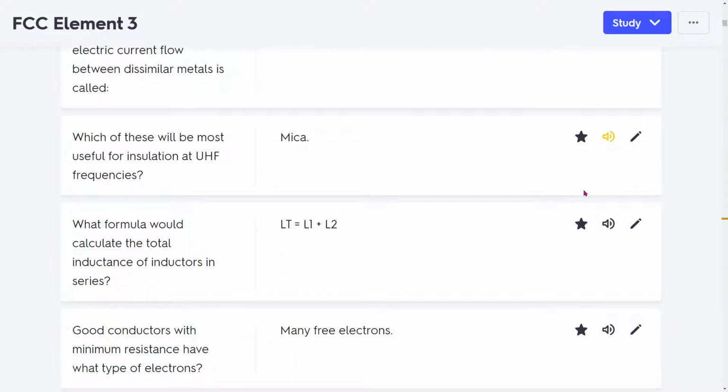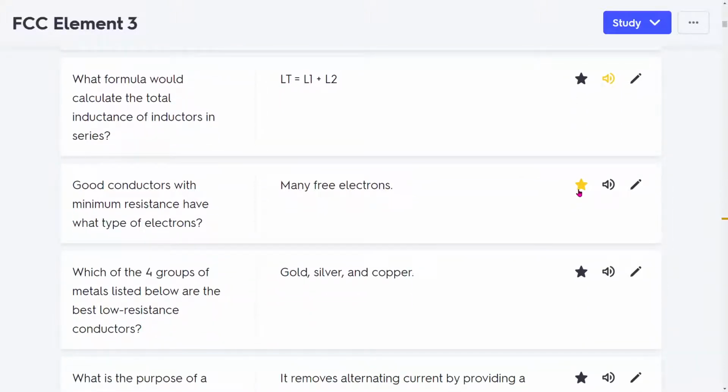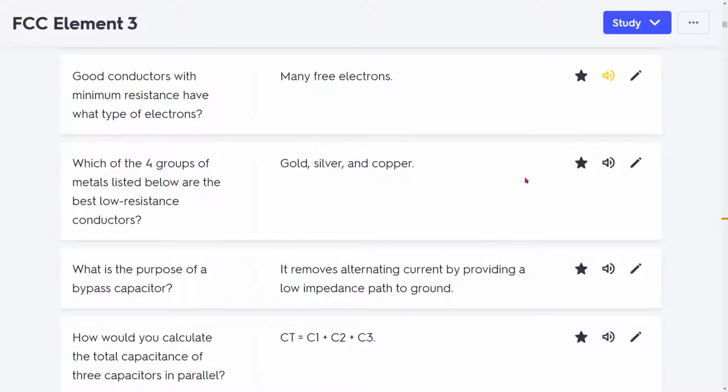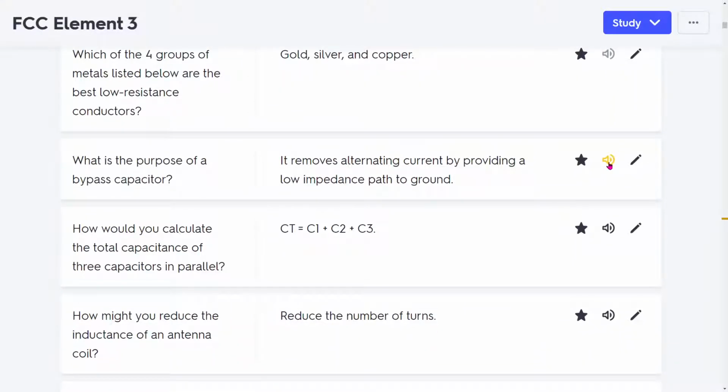Which of these will be most useful for insulation at UHF frequencies? Mica. What formula would calculate the total inductance of inductors in series? LT equals L1 plus L2. Good conductors with minimum resistance have what type of electrons? Many free electrons. Which of the four groups of metals listed below are the best low-resistance conductors? Gold, silver, and copper. What is the purpose of a bypass capacitor? It removes alternating current by providing a low impedance path to ground.